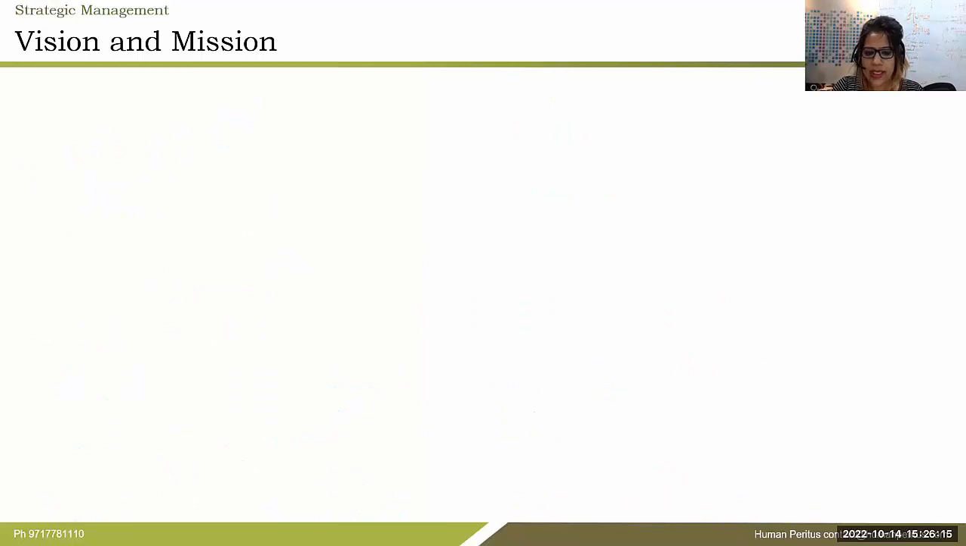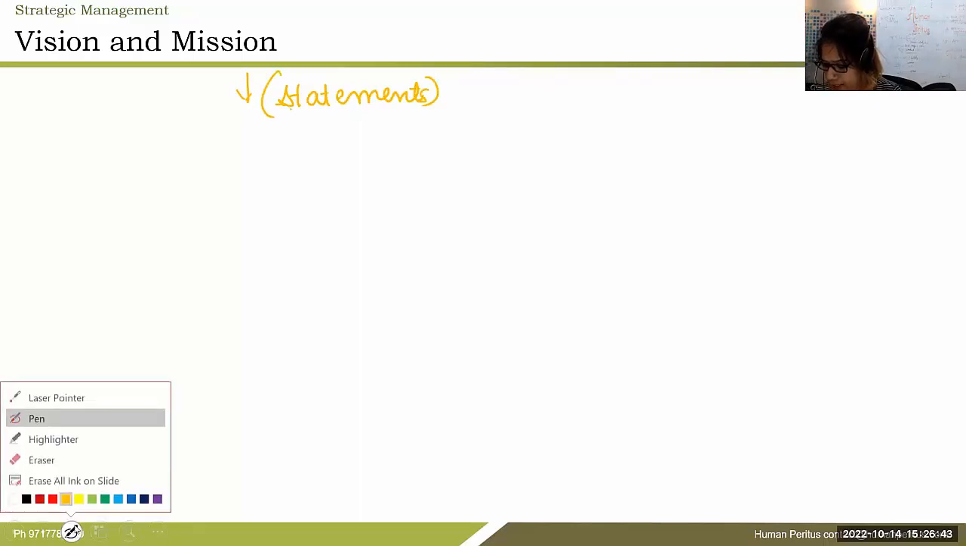Okay. See, vision and mission, you understand, you have also seen maybe in our organizations, like in our educational institution, when you enter the educational institution, the vision and the mission statements are written. So you have realized that they do have a meaning, but what they actually are, they are statements. Right?